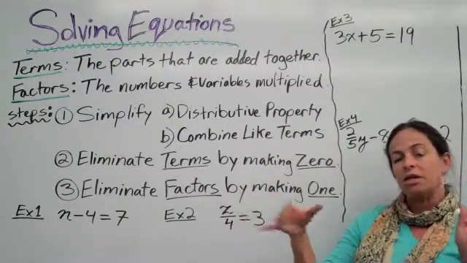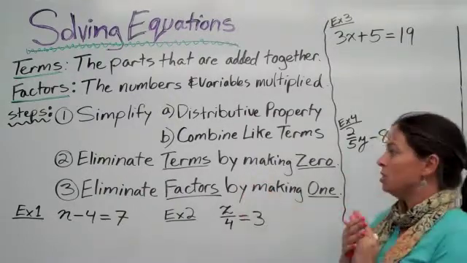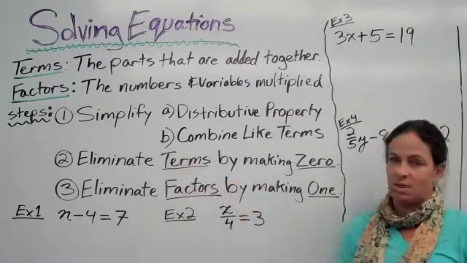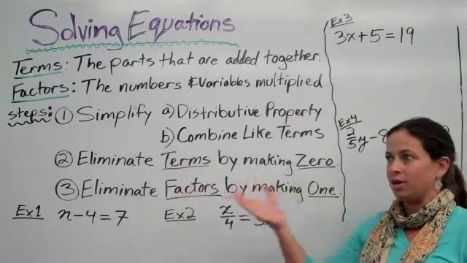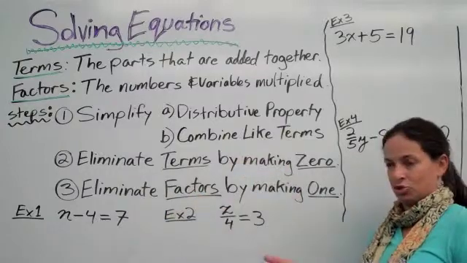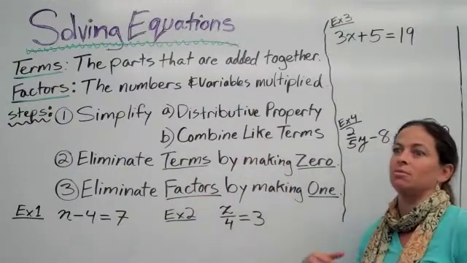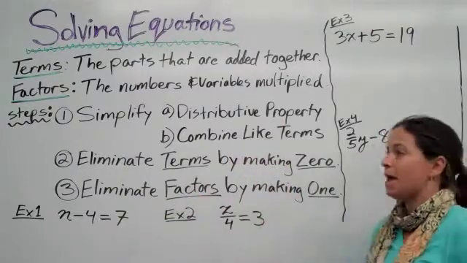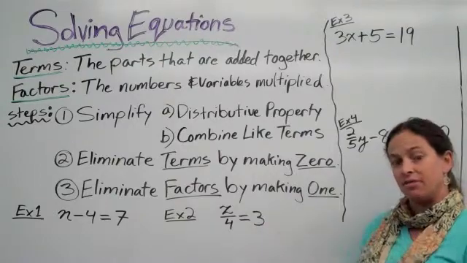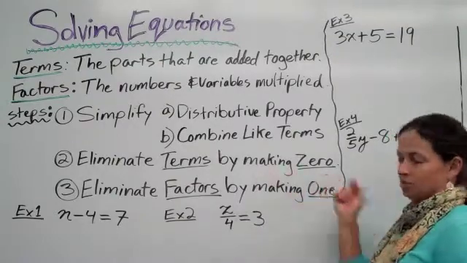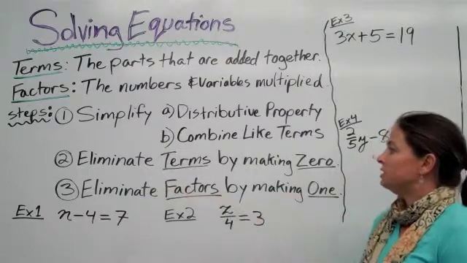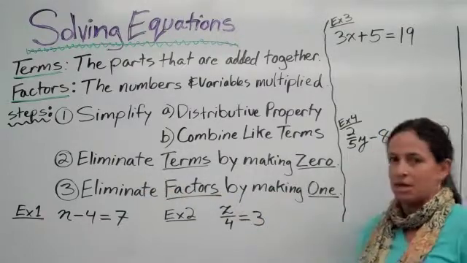Once both sides of the equation have been simplified, you can then eliminate terms by making a 0. So if you have something added, the inverse operation would be to subtract. If you have something subtracted, the inverse would be add. And if you have 5 and negative 5, that adds up to 0. Step 3 is eliminate factors by making a 1.